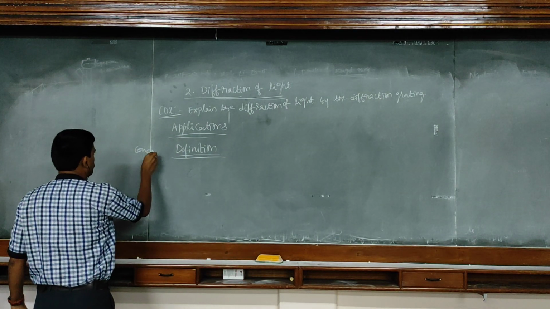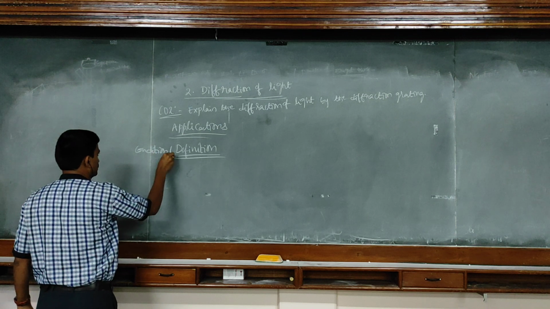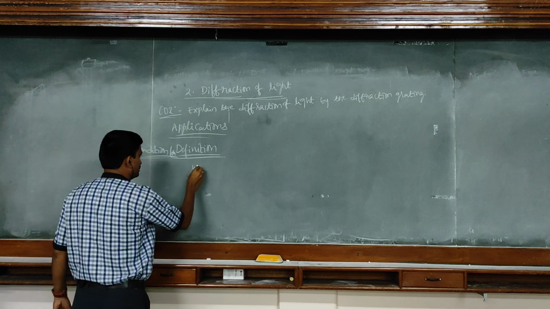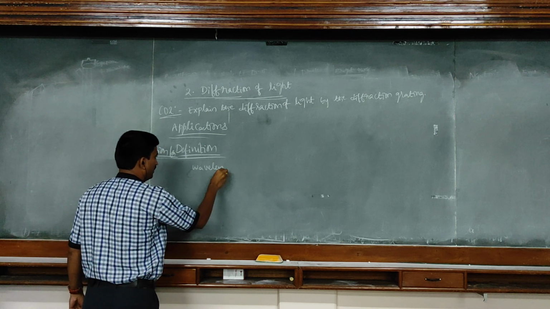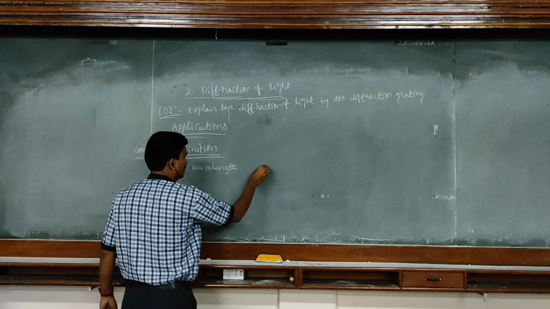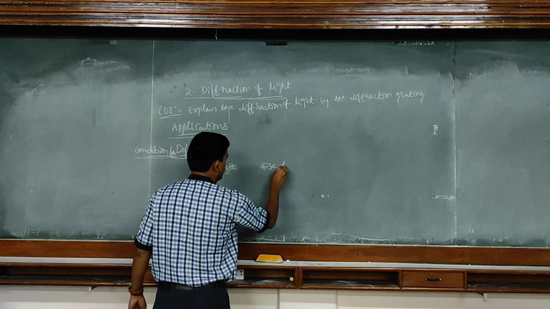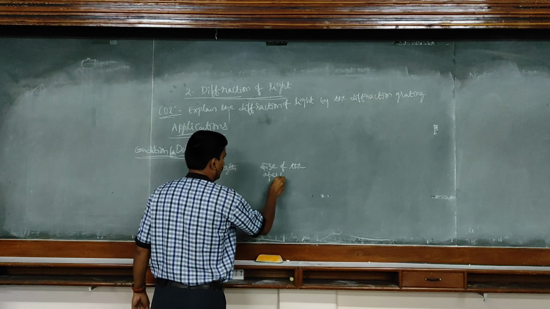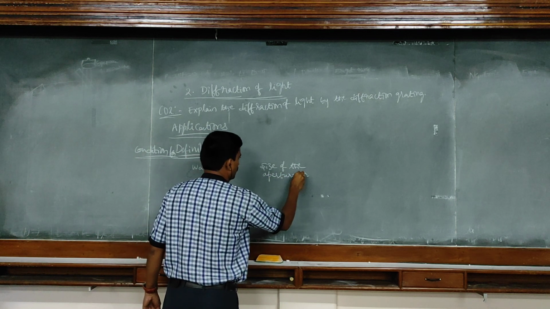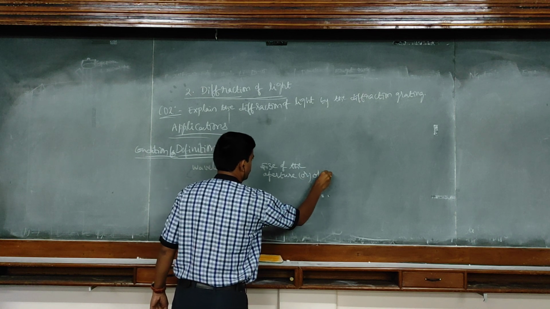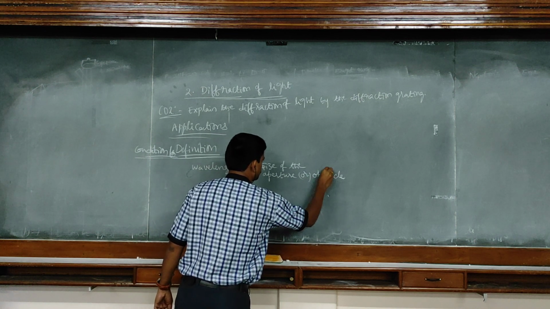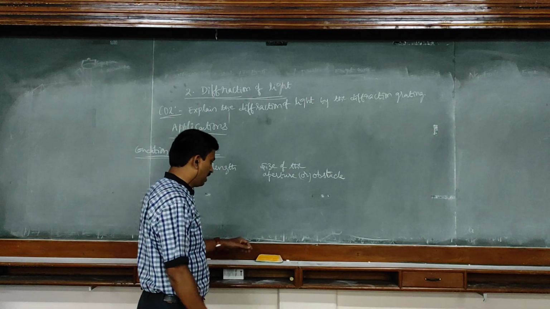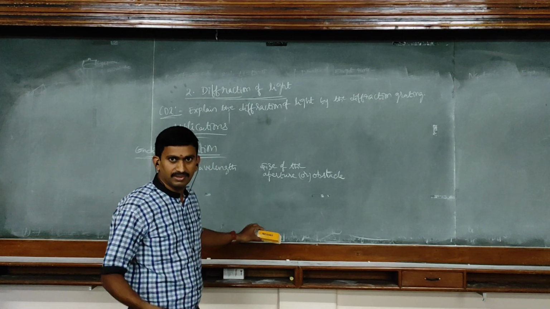You can see the condition for diffraction. This is very important. Condition for diffraction: the first one is the wavelength of the wave which is undergoing diffraction, and the second one is the size of the obstacle or aperture, whatever it may be. Obstacle is nothing but a slit, a small pinhole. Aperture is nothing but a small pinhole.